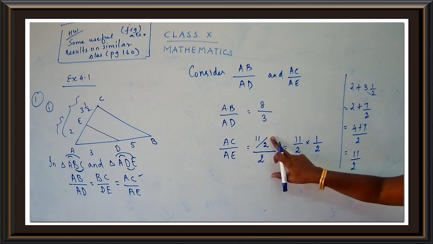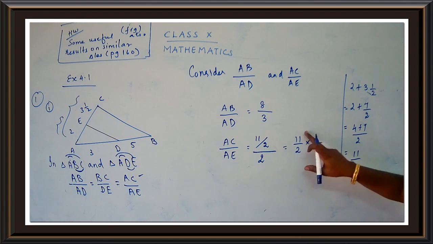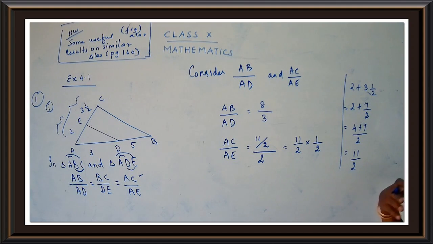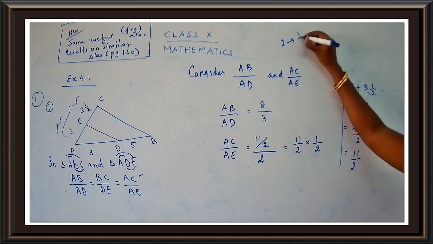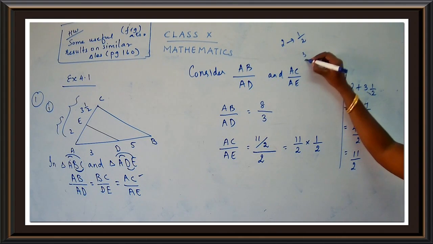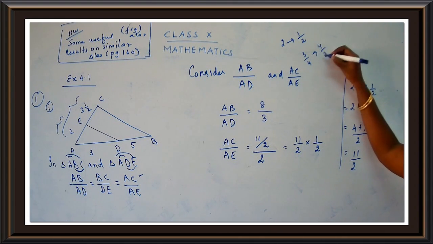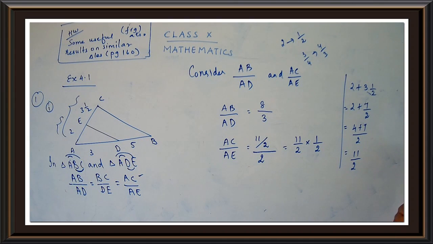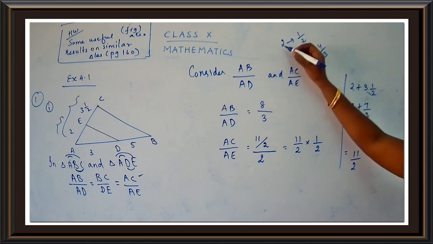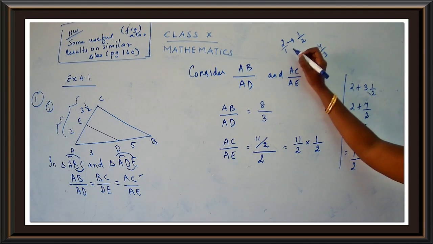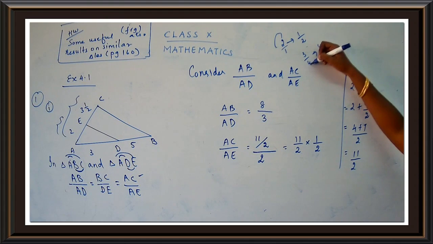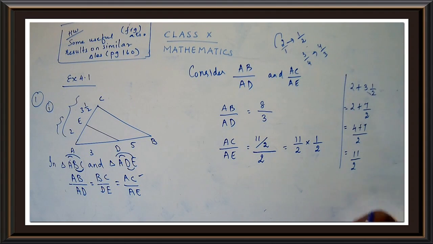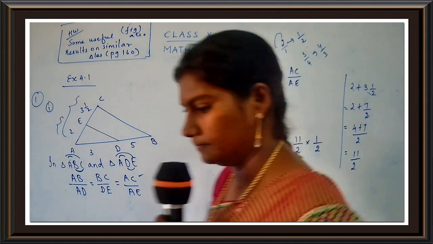This is 11 upon 2, you write down 11 upon 2 as it is. Now this is 2. What is the reciprocal of 2? I have taught you the reciprocal. The reciprocal of 2 is 1 upon 2. What is the reciprocal of 3 upon 4? It's 4 upon 3. Reciprocal means interchanging the numerator and denominator. So here 2 is alone, that means the number present in the denominator is 1. So the reciprocal of 2 upon 1 is 1 upon 2. 3 upon 4 reciprocal, 4 upon 3 and so on.